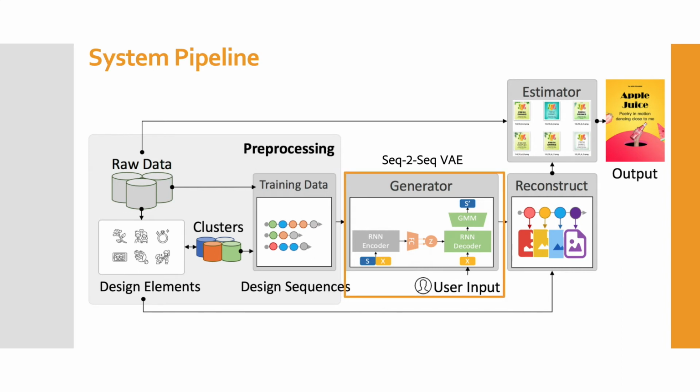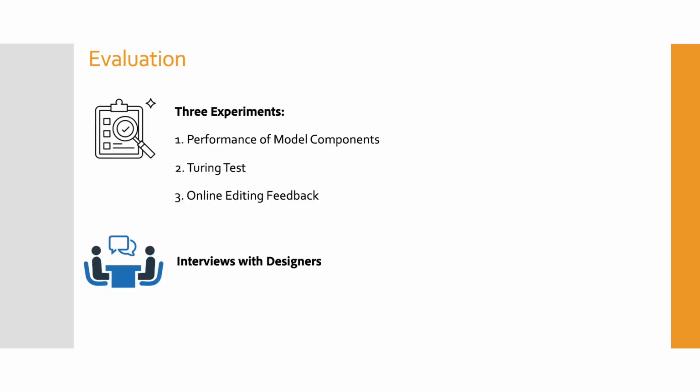The design sequences are then sent to a sequence-to-sequence VAE model for training and generating new design sequences. After that, the design sequences are reconstructed back to the design elements to form a real poster. To evaluate the design quality of the generated poster, we also trained an estimator for rating the poster based on the ground truth ratings provided by real designers. And finally, the highly ranked posters will be sent back to the user as output.